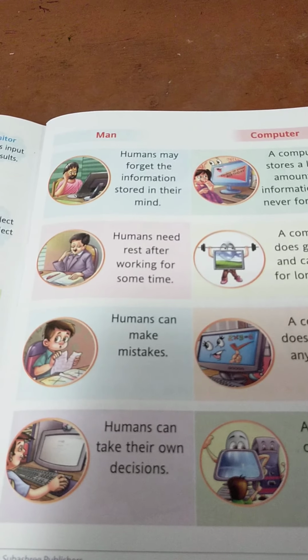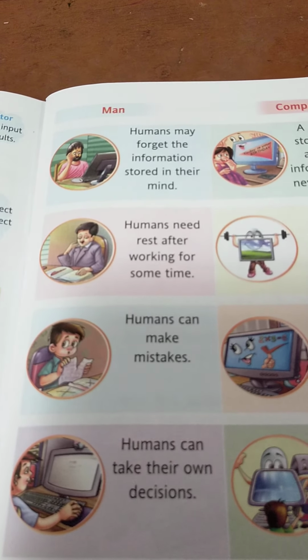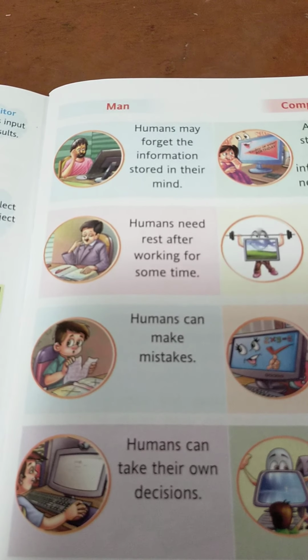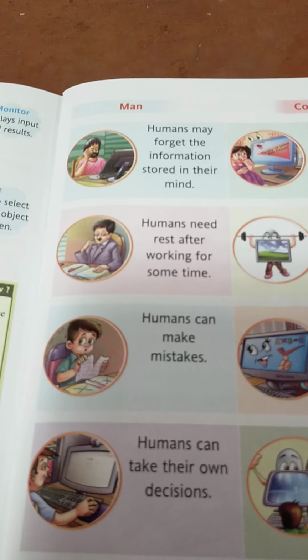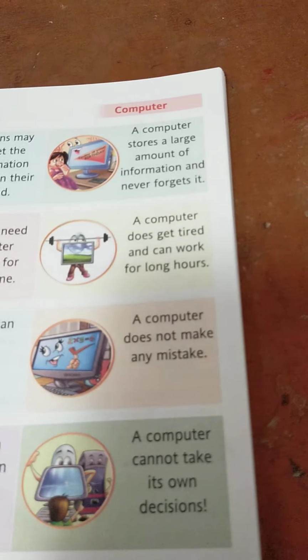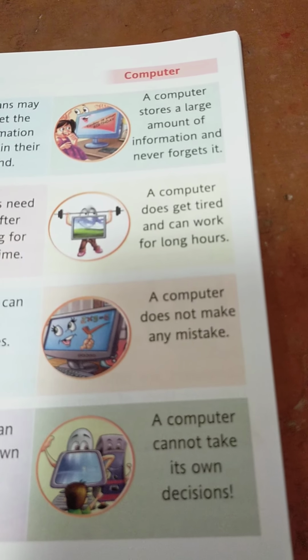And then humans can take their own decisions. Yeah, humans can take their own decisions. If they want to walk, they will walk. If they want to eat, they will eat. No one will guide the human. But the computer can't do that work by its own decision.